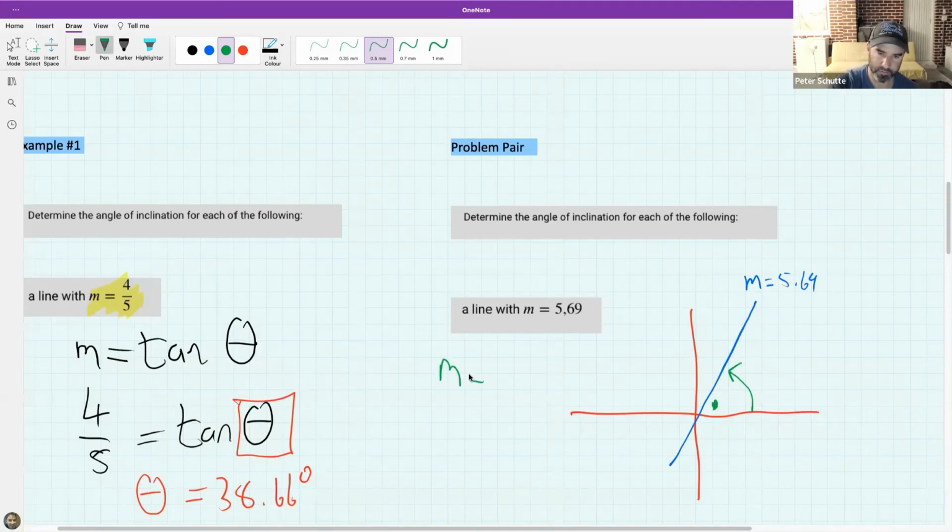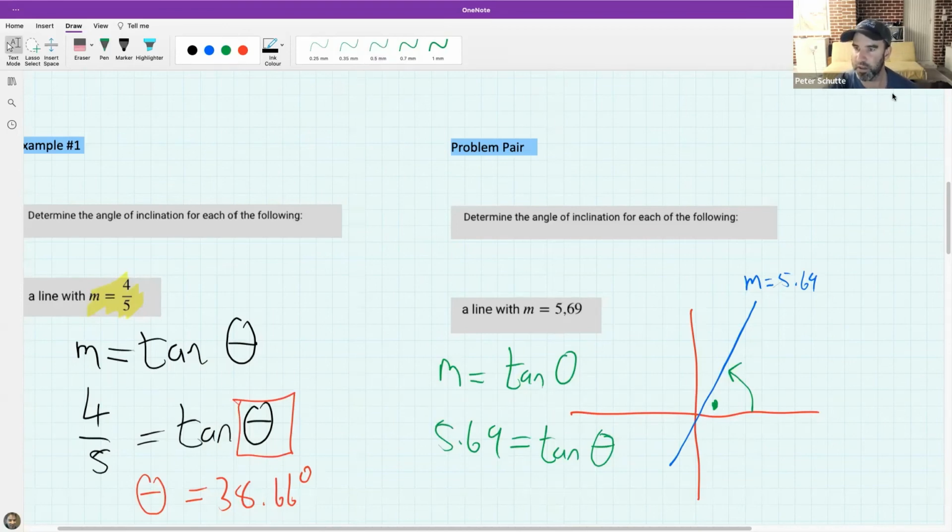And so I use my faithful formula: 5.69 equals tan theta. Nontokozo, would you like to help us do this last question of the day before we go to Quizland?